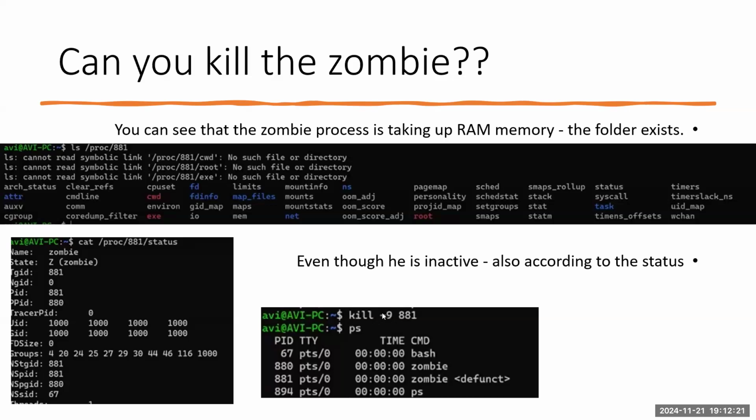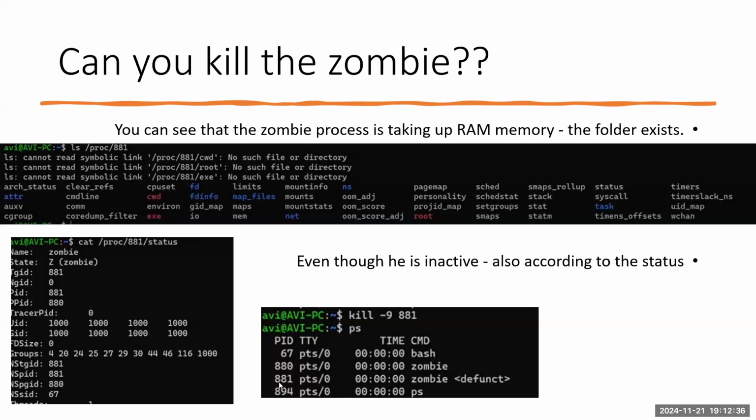So now if we do kill minus 9, that's the normal way you kill a process. You say kill, and then you give the flag minus 9, that means really kill him. And you give the PID number 881, that should kill the process. We run that command and we do PS and we see he's not dead.